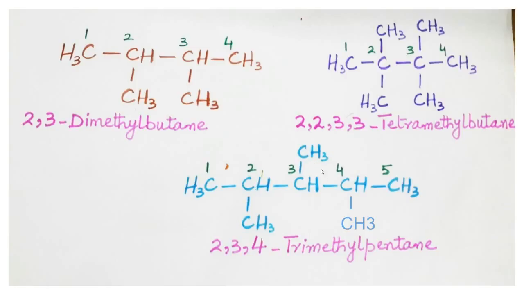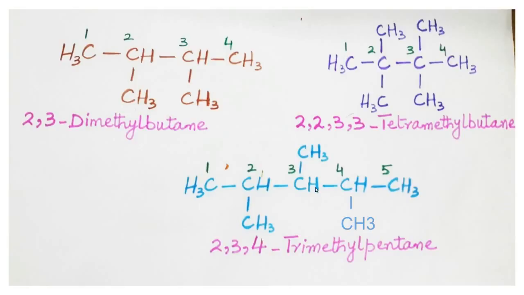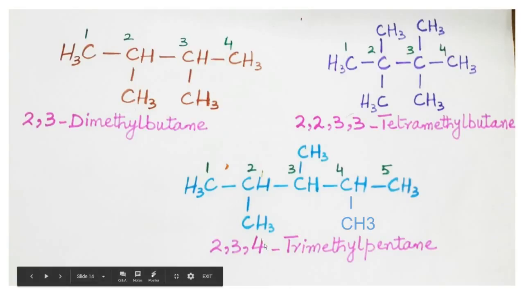Similarly here, there are 3 identical groups, 3 methyl groups you see. One is on the second carbon, one is on the third carbon and one is on the fourth carbon. So this is 2,3,4-trimethylpentane. Tri, 3 identical methyl groups, and pentane, 5 carbons. The longest chain consists of 5 carbons, so the parent name is pentane. 2,3,4-trimethylpentane.